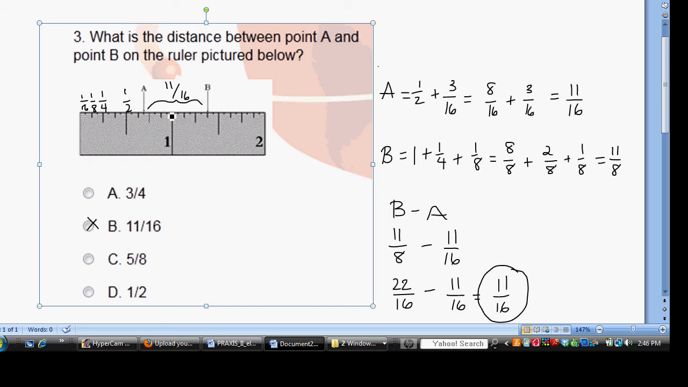I think this would be a little bit of a waste of time for you, since we really can just use the ruler to its advantage. Just know what the length of each of these little tick marks are, and then just count.